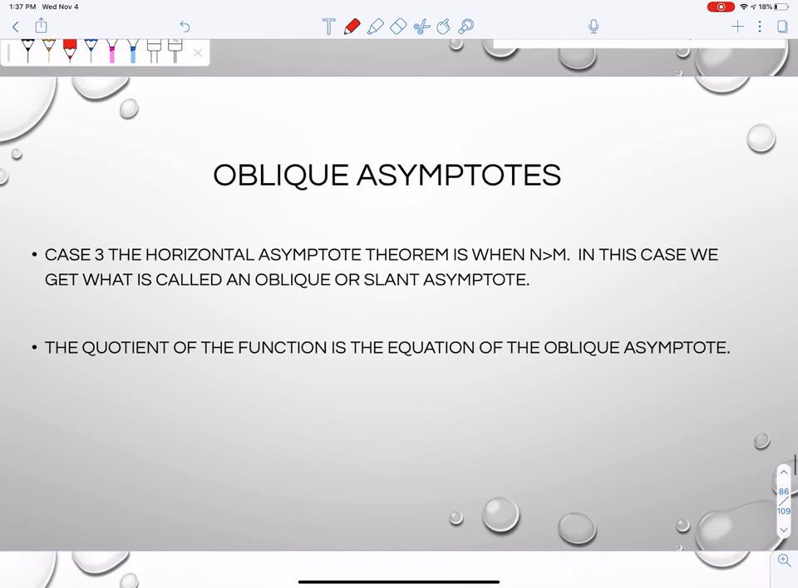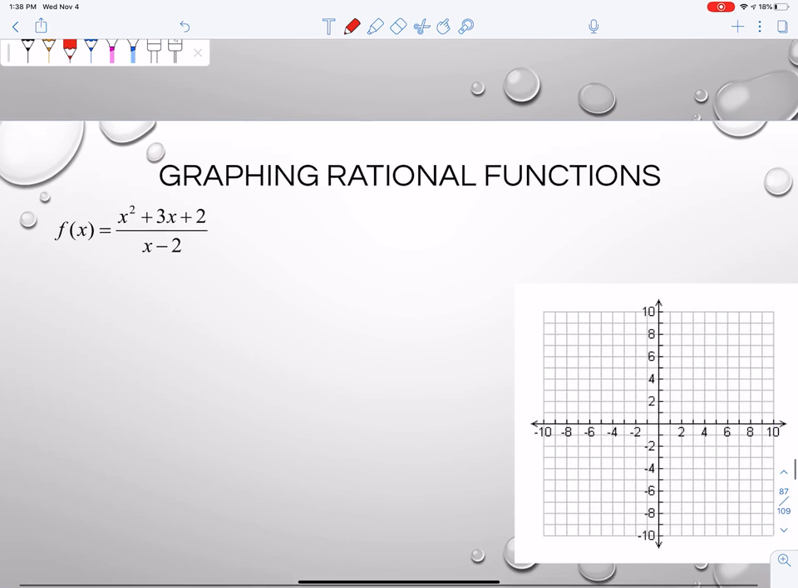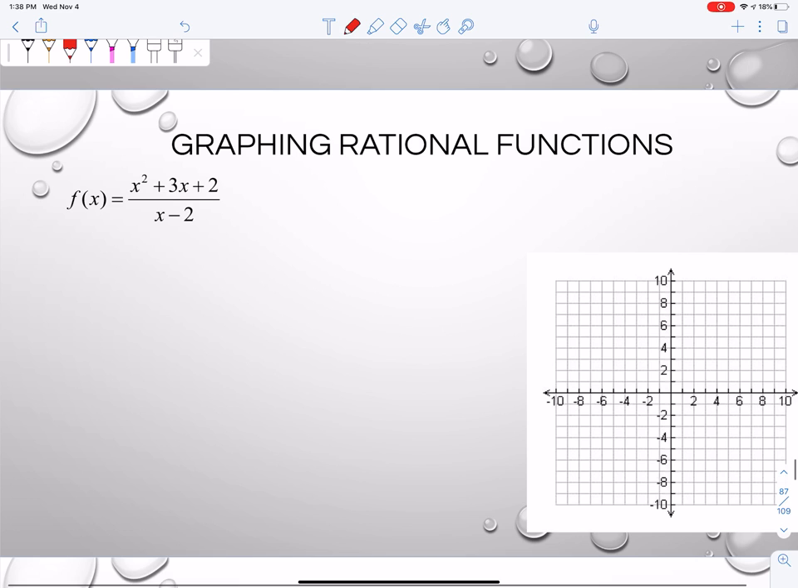So we talked about oblique asymptotes. That's when the degree of my numerator is greater than the degree of the denominator. We're going to get an oblique or slant asymptote, and it is the quotient of that function. So I'm going to divide the function f of x, and see what the quotient is, and that's going to be my oblique asymptote. The example we're going to do here is f of x equals x squared plus 3x plus 2 over x minus 2.